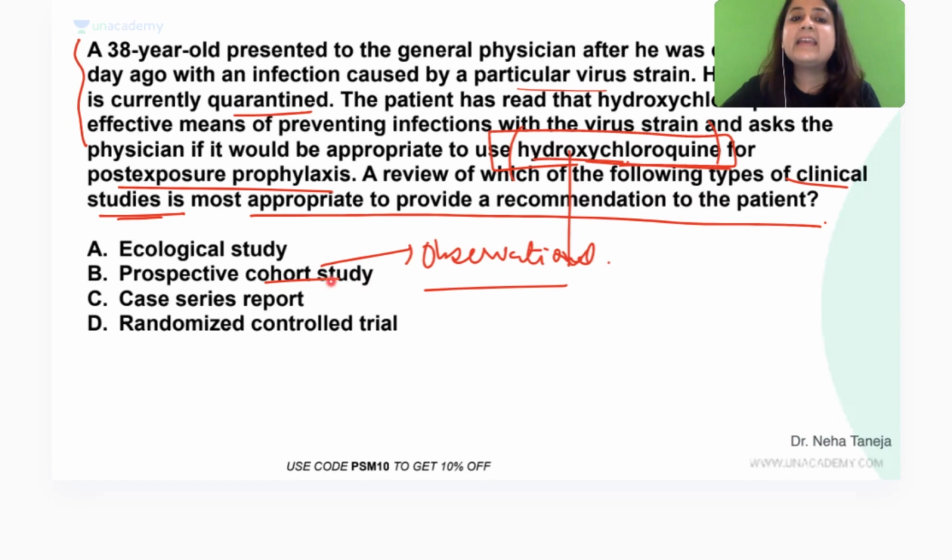Are you with me? And case series report is which type of study design, everybody? Tell me in the comment section, case series report is which type of study design? Case series report is a type of a descriptive study. So obviously that's not going to help us. So what becomes the answer? RCT. Very nice question where they are simply asking you that doctor, is hydroxychloroquine useful for PEP? So for that, you look at the clinical trials published. Got it? Thumbs up, everyone.